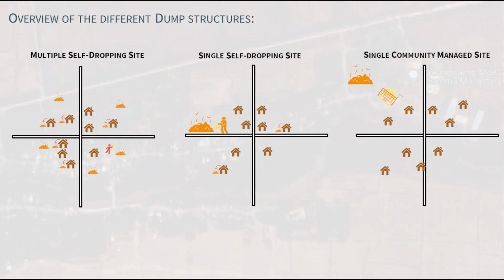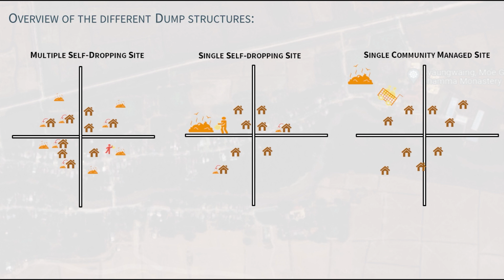Now, let's dig a little bit deeper into waste management. As you remember from the lectures before, we divided waste into 3 different kinds of management systems. The first one was the multiple self-dropping site, where everyone is bringing their waste to a dump site, but there are many of them. Then there is a single self-dropping site, where there is only one dump site. And then there is a single community-managed site, where there is a collection system that is collecting the waste and bringing everything to the dump site.